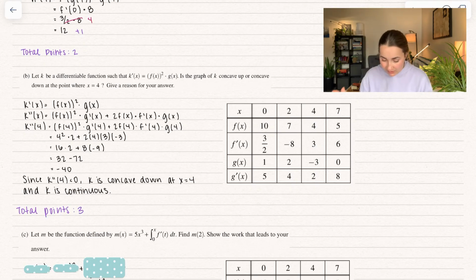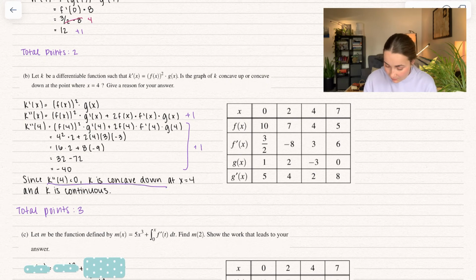So this one's 3 points. Where are those points awarded? Of course, it's going to be taking the second derivative correctly, so you get 1 point there. Another point is for evaluating it down correctly and getting negative 40. And the third point is interpreting that. So you have, since it's negative or less than 0, that it's concave down. And so that's going to be where your third point is.